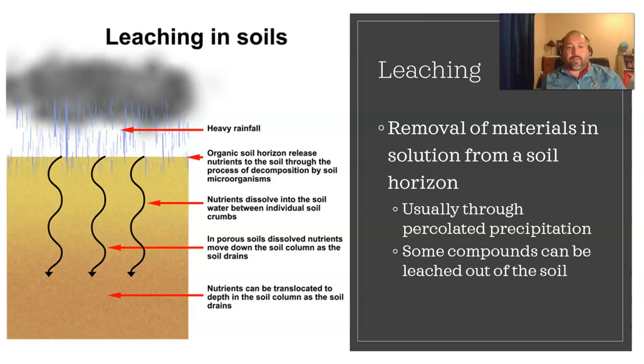You get heavy rainfall, and your organic soil horizon releases nutrients, because the water creates the solution, and then they start working their way down through the soil, through the process of decomposition by soil microorganisms. So the little organisms start doing their job. Nutrients dissolve into the soil water between individual soil crumbs, so they start working their way through the soil. If you get really porous soil, dissolved nutrients keep moving down the soil column as the soil drains, and nutrients can also be translocated through the soil. Depends on what you've got going on down there, how soluble it is, how much percolation you have happening. All those sorts of things will determine how much leaching you have.